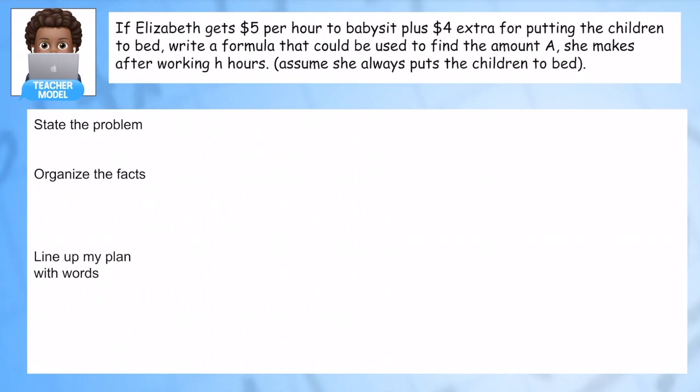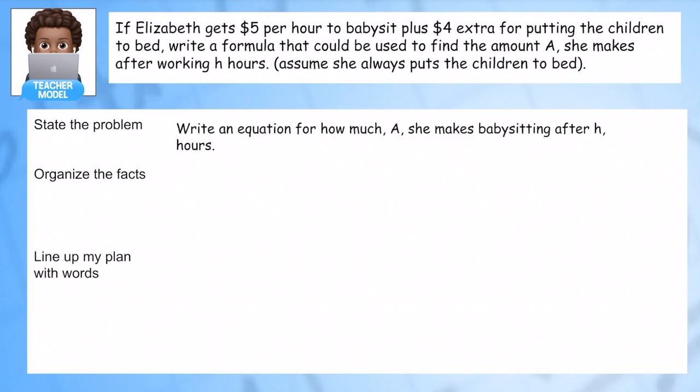If Elizabeth gets $5 per hour to babysit plus $4 extra for putting the children to bed, write a formula that can be used to find the amount A she makes after working H hours. So pretty much all they're asking us to do is to write the equation for how much A is when she babysits with H hours. This is what we know so far. We know that the rate is $5 an hour. We know that she gets $4 extra.